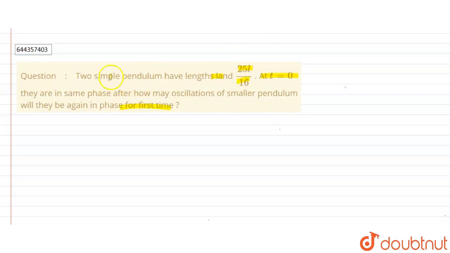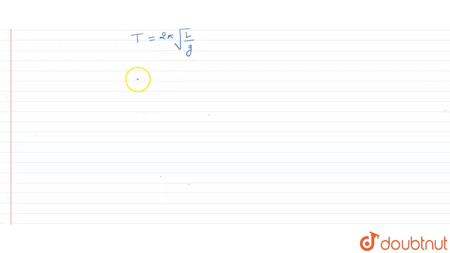So here we are given two different pendulums with lengths L and 25 by 16 L. So let's first calculate their time period. The time period for a simple pendulum can be written as 2 pi under root of L upon g. So in the solution, I can write that L1 is L and L2 is 25 upon 16 L.